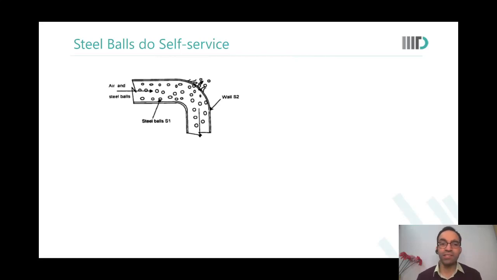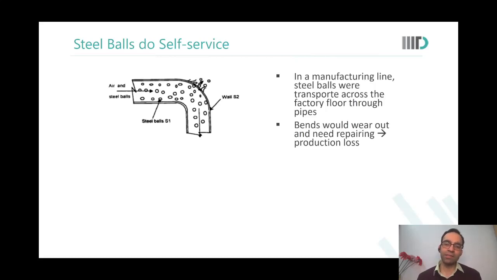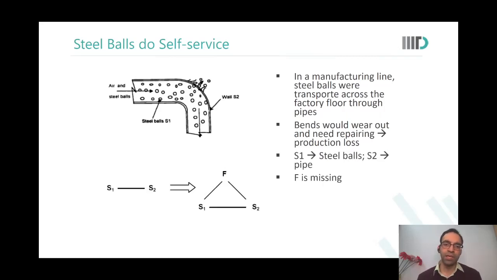So, okay, let us see if there is a much simpler answer by using the substance-field diagrams. What is happening is there are two materials, steel balls and the wall, and they are interacting with each other, but they are interacting freely. There is no field which controls their interaction. All the kinetic energy that these balls have, when they hit the wall, they transfer it to the wall and therefore they damage the wall. Am I right? That is what is happening. So there is this S1 and S2 interaction where there is no field which controls their interaction. A field is missing. What field would you want to add?